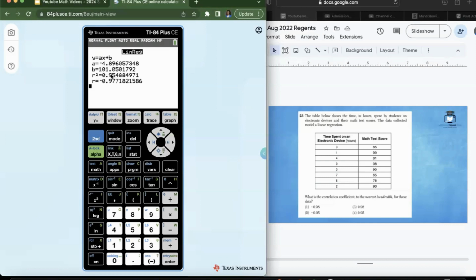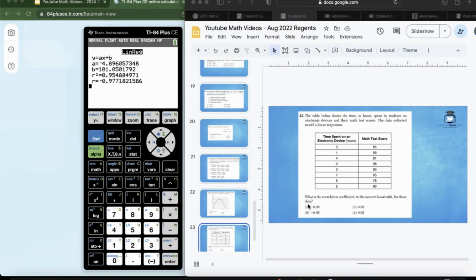R squared and R. This is the information we're looking for, the correlation coefficient. So we're not interested in R squared. We are interested in just R by itself. And pay attention to what they told us to do. They told us to round to the nearest hundredths place. So we see that it's going to be negative. So I'm eliminating answer choice 3 and 4. And then negative 0.977, if we're rounding to the nearest hundredths place, this 7 is going to round to an 8. So this is negative 0.98. So the correct answer is choice 1, negative 0.98.